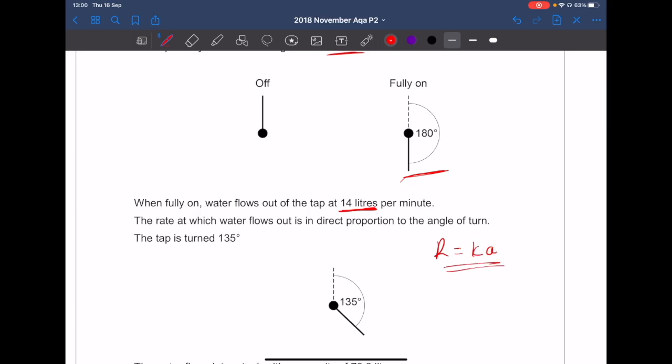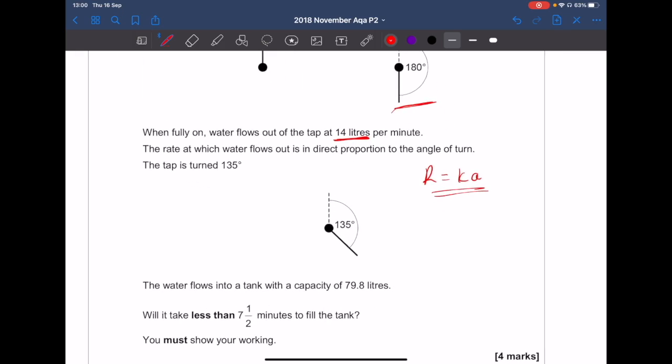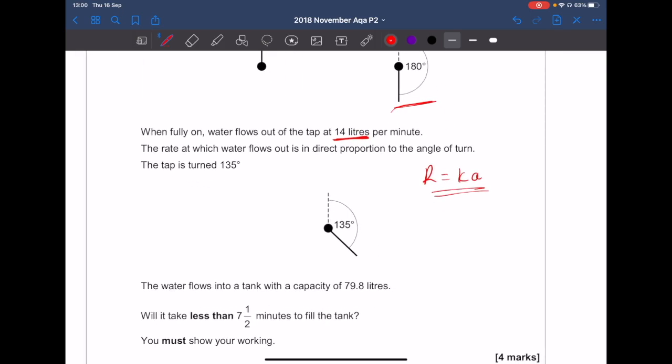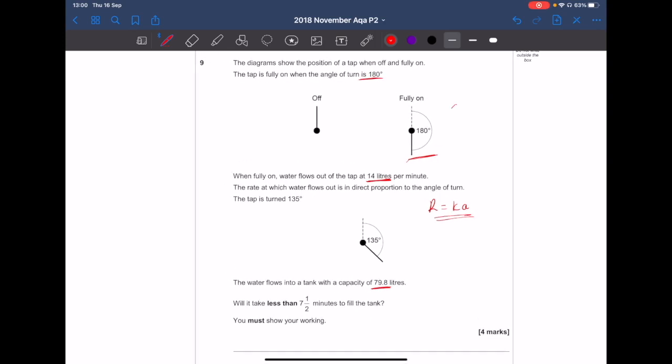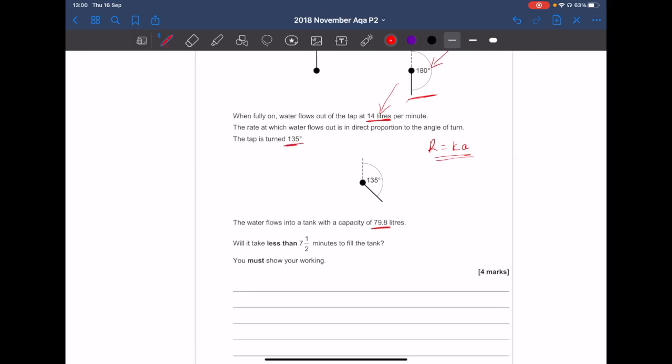Let's see. The tap is turned 135 degrees. The water flows into a tank of capacity 79.8 liters. Will it take less than 7.5 minutes to fill the tank? You must show your working for this. So you've got full on, 14 liters. And this one tells you that the angle is 135. And we're trying to figure out how long it will take to fill 79.8 liters.